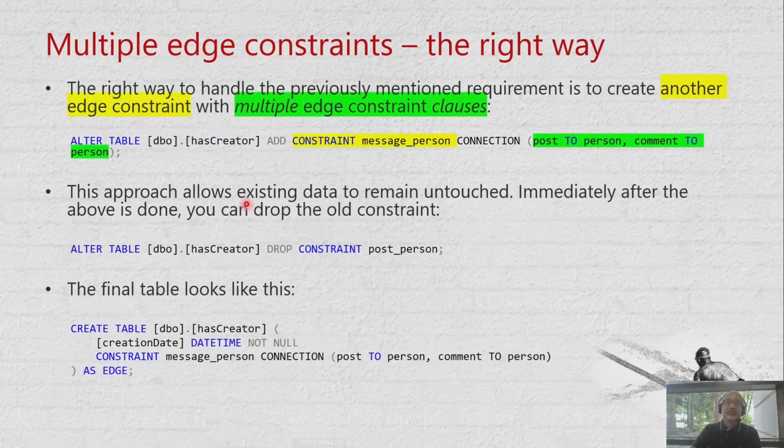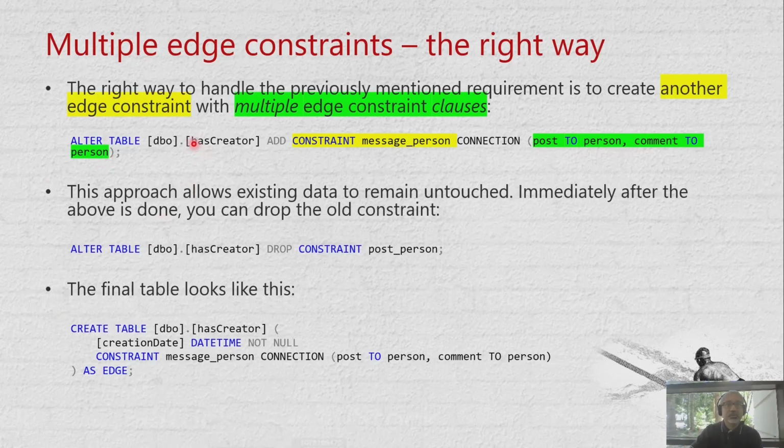So how do you fix this? The way to fix this is you're adding a new type of constraint, right? You're saying you want to allow comments to person connections. So what you do is, as I mentioned in the previous slide, you can have multiple edge constraint clauses. Post to person is one edge constraint clause. Comment to person is another edge constraint clause. You can combine both of these into a single new edge constraint.